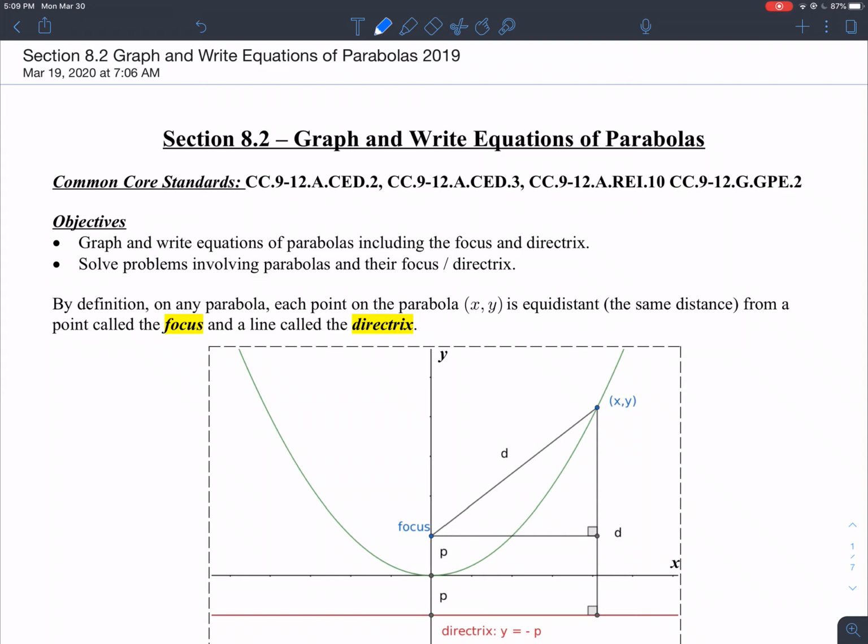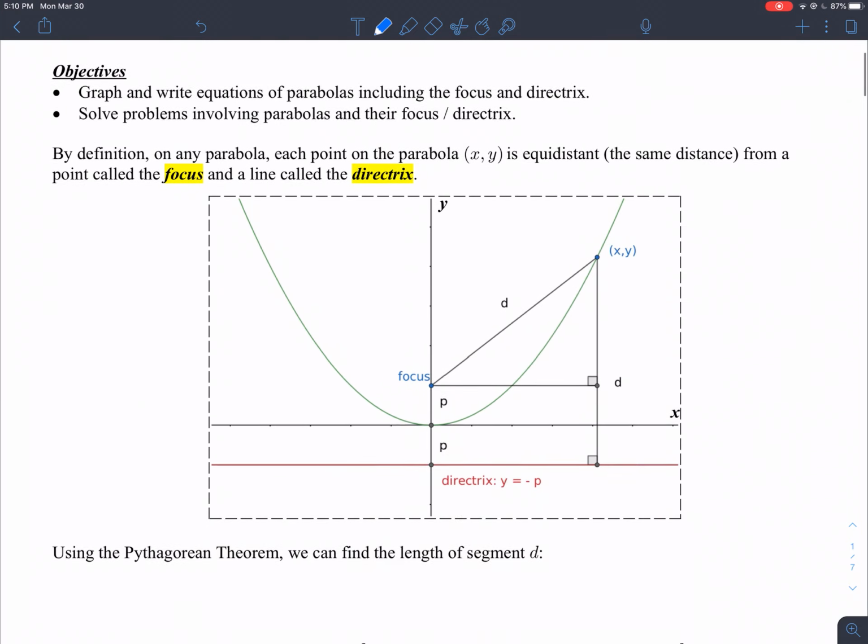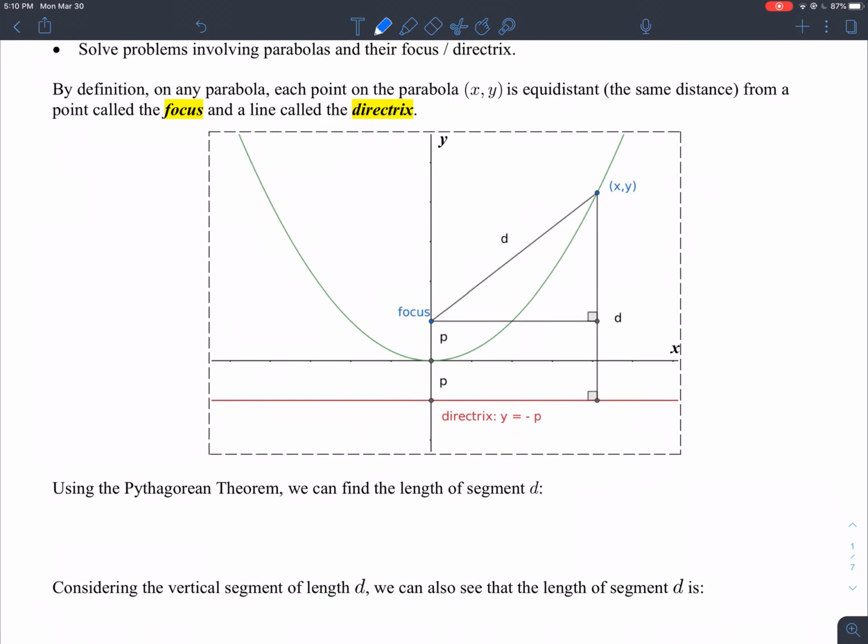Hi guys, so let's talk about section 8.2, graphing and writing equations of parabolas. This section was really designed for us to do in class together with some inquiry that you're doing together as a group and trying to come up with stuff by yourself. But unfortunately, since we're not together, we can't really do that. So I'm going to go through and do the first example for you.